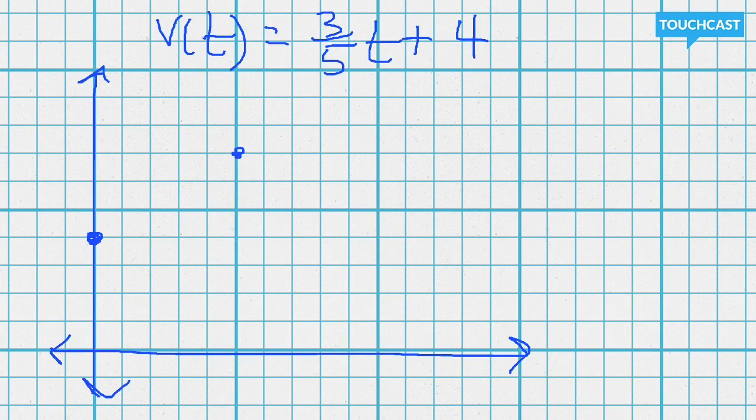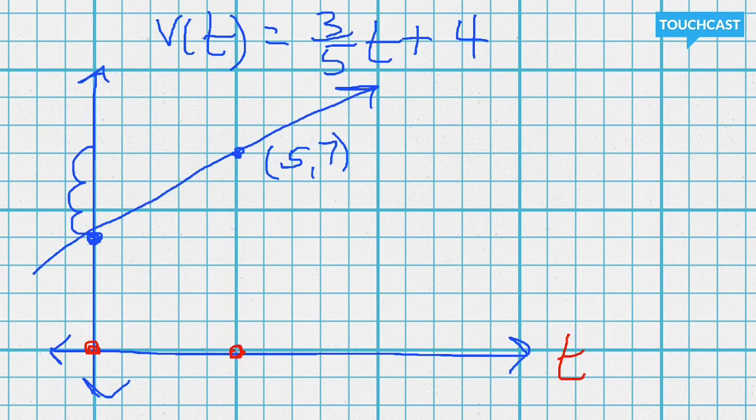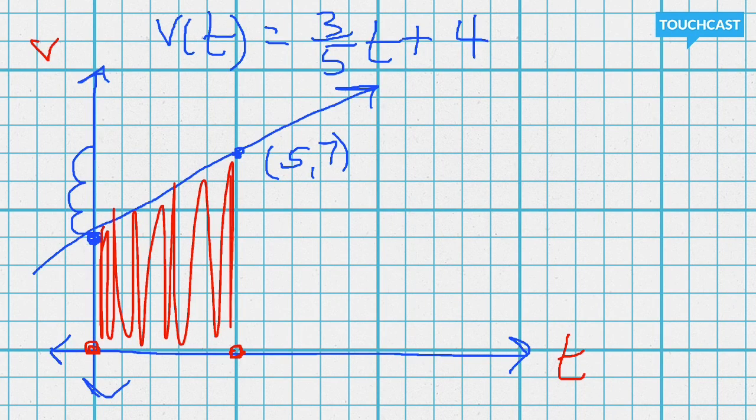If I were to graph it, I'm going to start with a y-intercept of 4. I'm going to use a slope of 3/5, so I went up 1, 2, 3, and over 1, 2, 3, 4, 5. So here's my linear function. That's 5, 7. And here's my velocity curve. The area I'm interested in is the area under the velocity curve between time t equals 0 and t equals 5. That's the t-axis, that's the v-axis. So that's this area here, and I hope you recognize that shape.